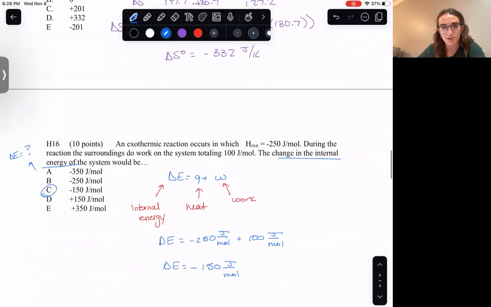Okay, any other questions between what we just tried to solve, or anything on the homework, or anything in chemistry related in general?